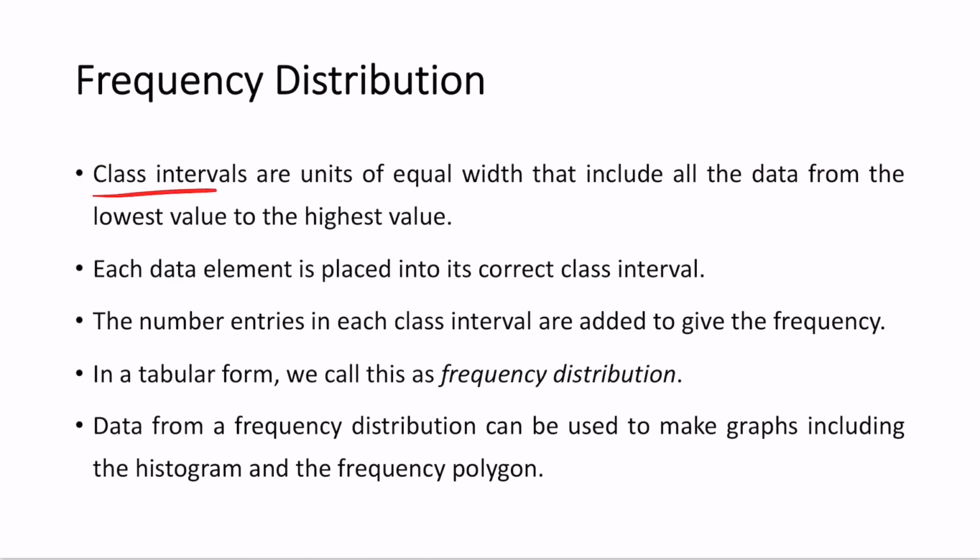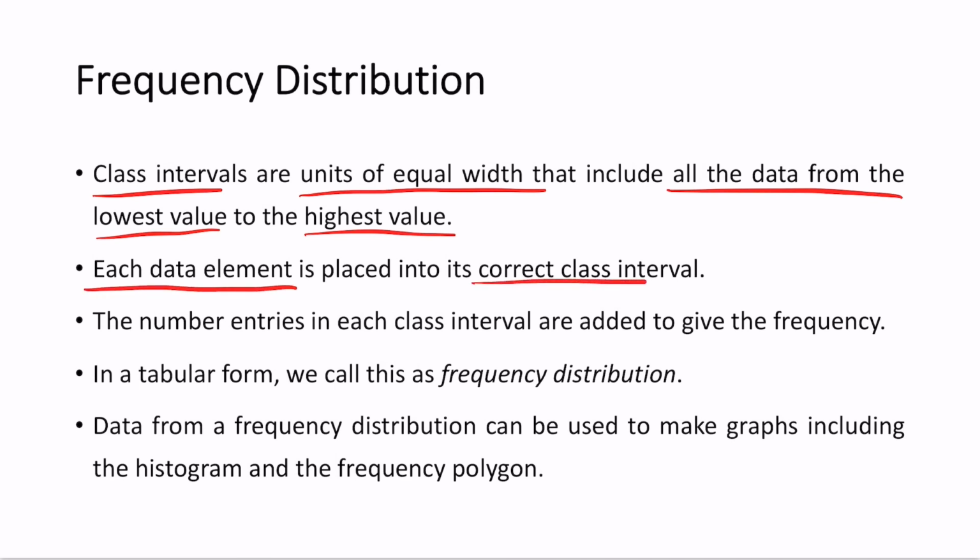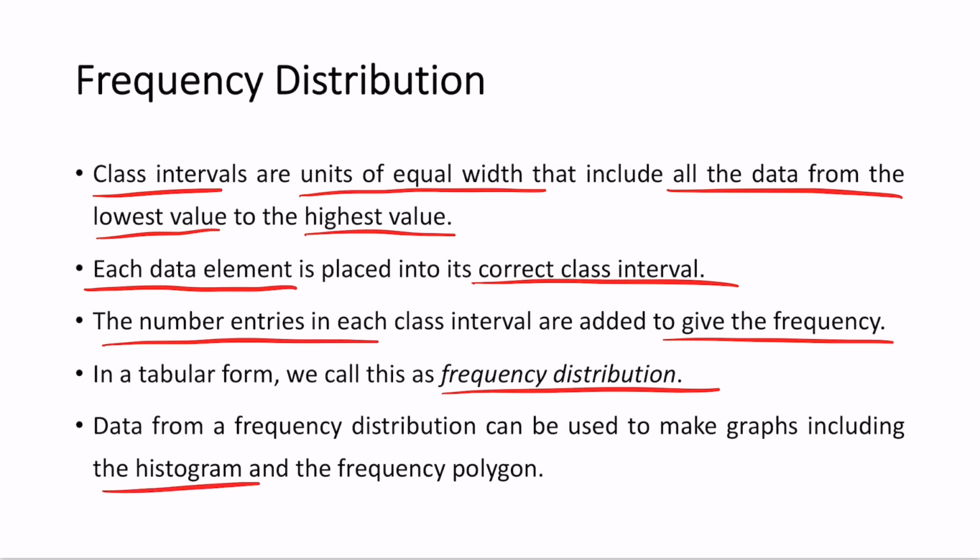Class intervals here are units of equal width that include all the data from the lowest value to the highest value. Whenever you use them, each data element is placed in its correct class interval. The number of entries in each class is added to give the frequency. We call this the frequency distribution, and we generally draw a frequency histogram or a frequency polygon to show the distribution of the data based on the class intervals.